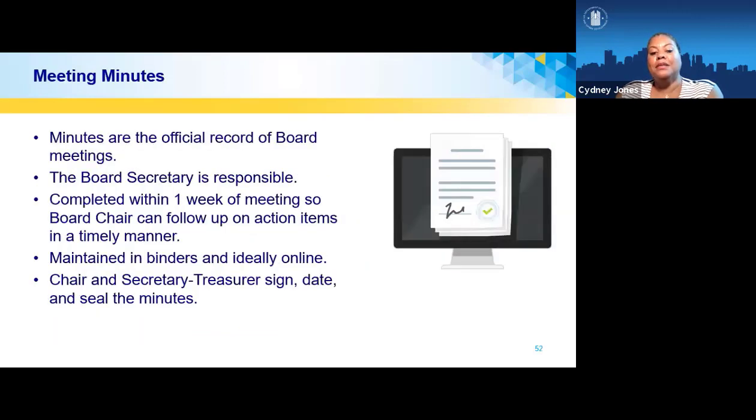Now, keeping the meeting minutes is very important, and it's the responsibility of the board secretary or their delegate or a hired transcriber. But the minutes are the official record of the board meetings, and they really should be completed within 1 week of the meeting so that the board chair can follow up on any action items in a timely manner. Now, typically these board minutes are maintained in binders, but now that we're moving to electronic platforms, ideally, they should be maintained online. And the chair and the secretary-treasurer sign, date, and seal the minutes.